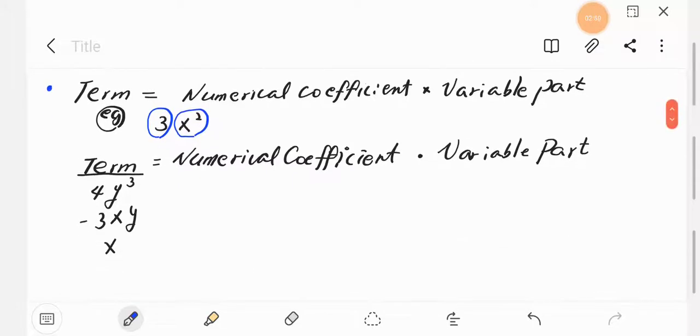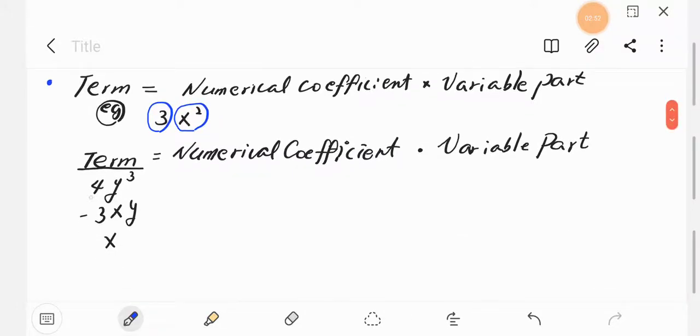So let's try more examples. 4y cubed is a term because this is not an addition, right? It's just a product. So the number part is 4. So 4 is the coefficient, and y cubed is the variable part. Okay, negative 3xy. So negative 3 is the coefficient, and xy is the variable part. xy means x times y.